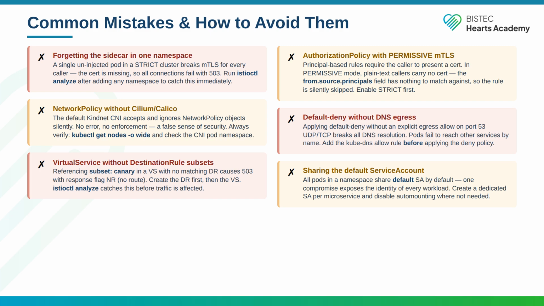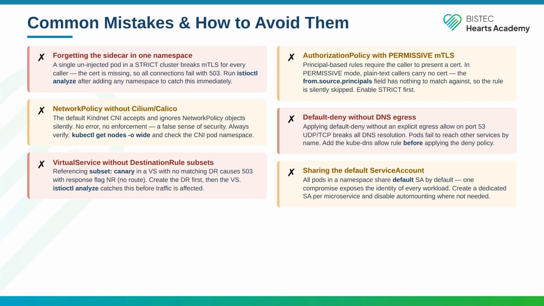The second is using kindnet instead of Cilium or Calico. Kindnet silently ignores NetworkPolicy objects. No error, no warning, no enforcement. Verify your CNI by checking for Cilium or Calico pods in the kube-system namespace before trusting any network policy.